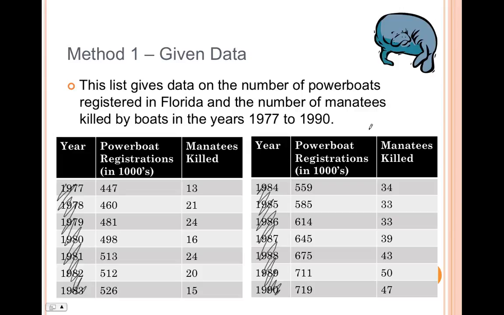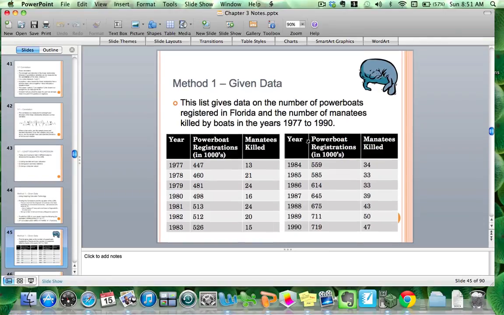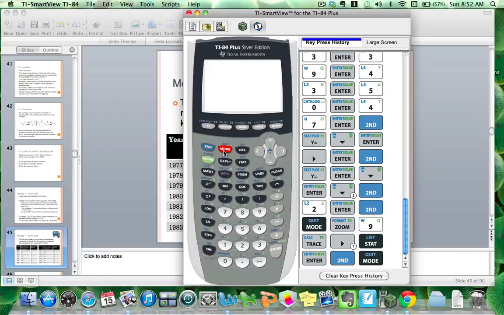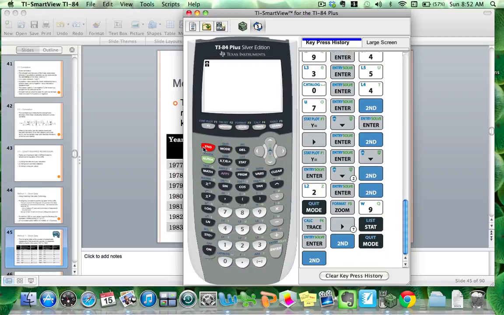Okay, now that we have our data in our calculator, I'm scared, so I'm going to quit back to my home screen. And as I mentioned, the first thing that you need to do is to turn your diagnostic on. To do this, you're going to hit second, 0.